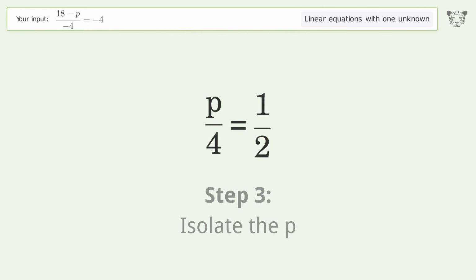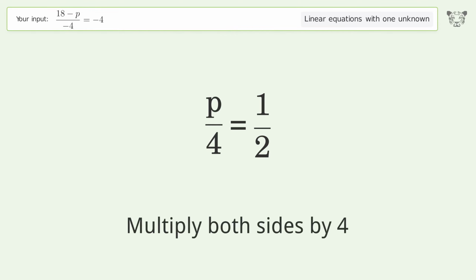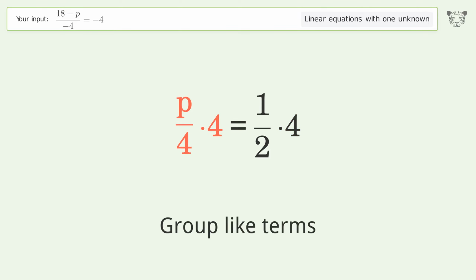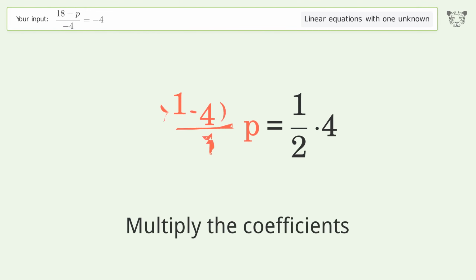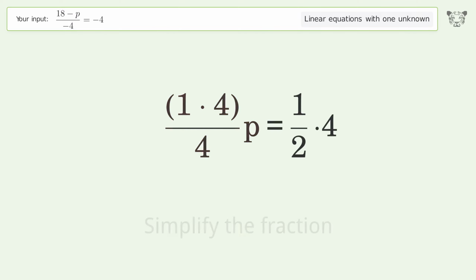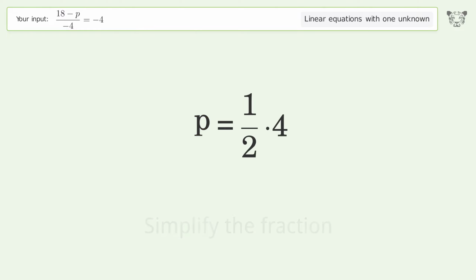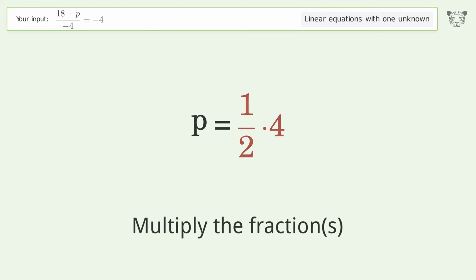Isolate the p. Multiply both sides by 4. Group like terms. Multiply the coefficients. Simplify the fraction. Multiply the fractions.